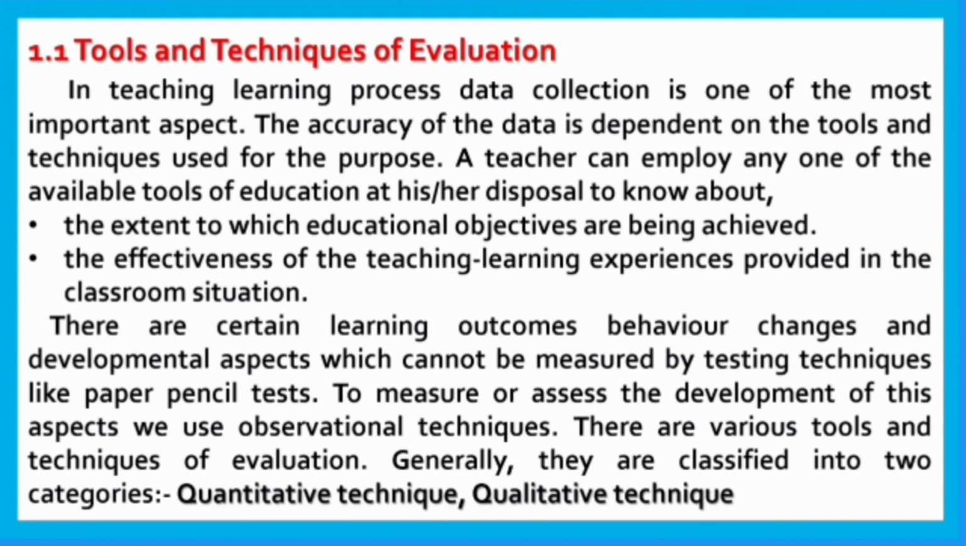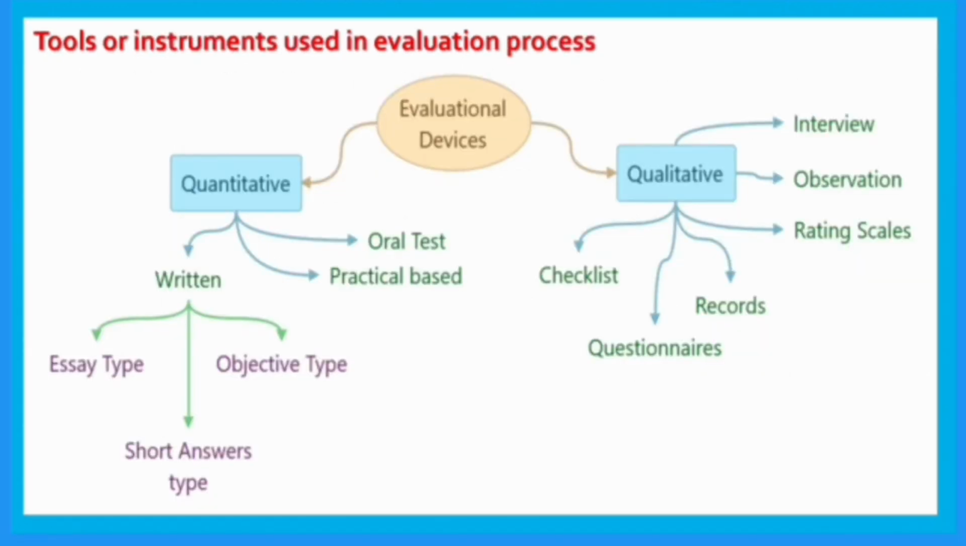There are certain learning outcomes, behavior changes, and developmental aspects which cannot be measured by testing techniques like a paper pencil test. To measure or assess the development of these aspects, we use observational techniques. There are various tools and techniques of evaluation. Generally, they are classified into two main categories, that are quantitative technique and qualitative technique. Let's know about the evaluation devices, quantitative technique and qualitative technique.